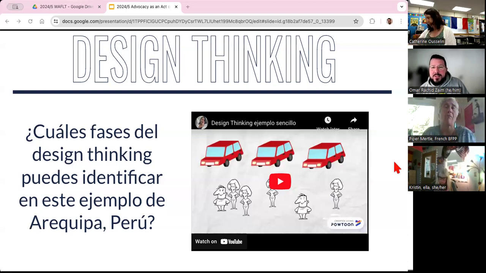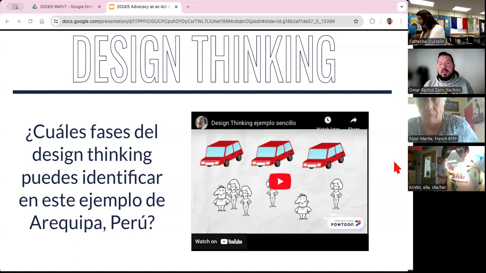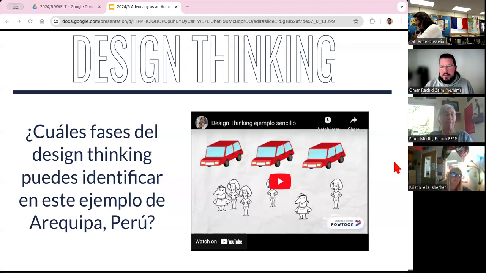But all I'm looking for them to do in that video is recall the 5 steps and identify, when they're talking about this, which step is it? Is it empathizing, defining, ideating, prototyping, or testing? That makes it accessible because they're not supposed to understand the entirety of the video, but through the images and through the language, they can recognize what's happening.